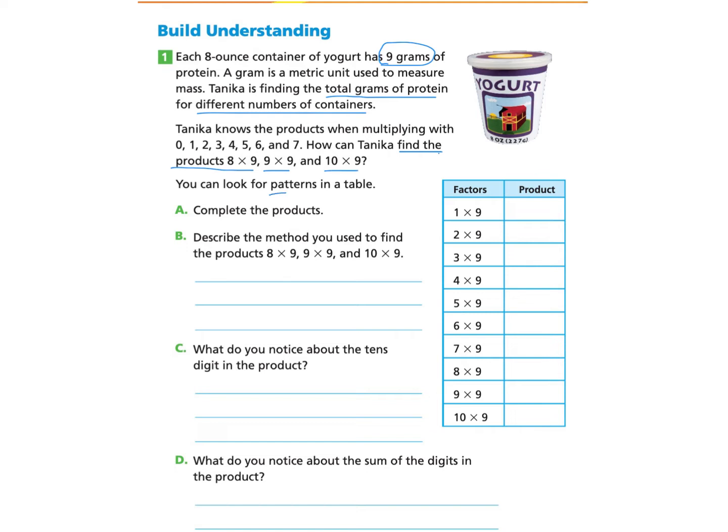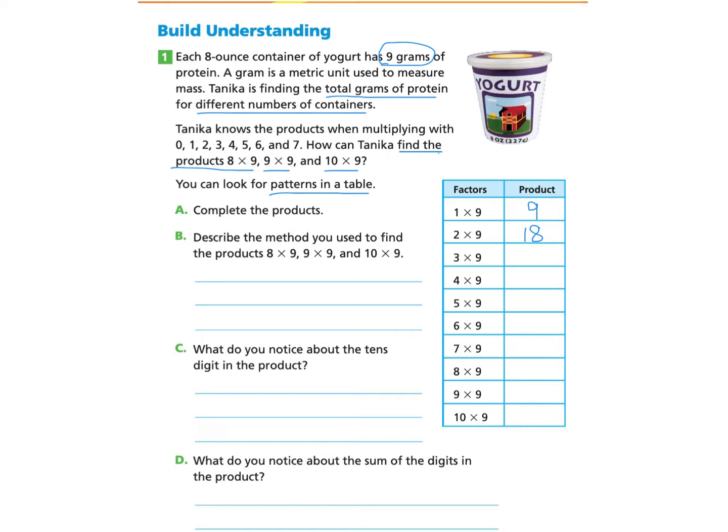You can look for patterns in a table. Part A, complete the products. So we can start with the first factors, 1 9 times. So that would give us the product of 9. Now, if you would like to pause this video and complete the table yourself, you feel free to do that or follow along with me. The next one is 2 times 9. So 2 9s makes the product 18.